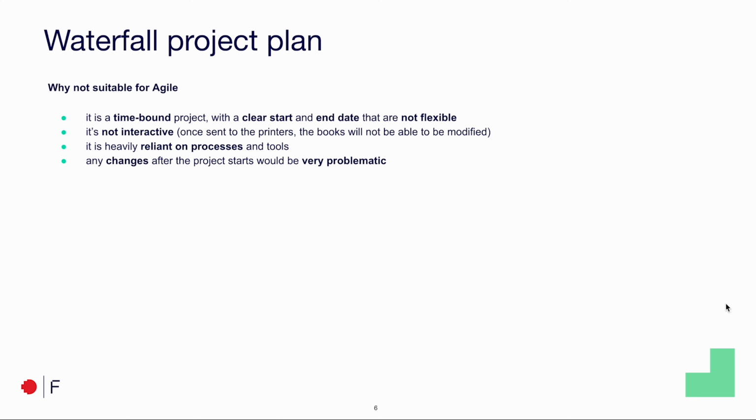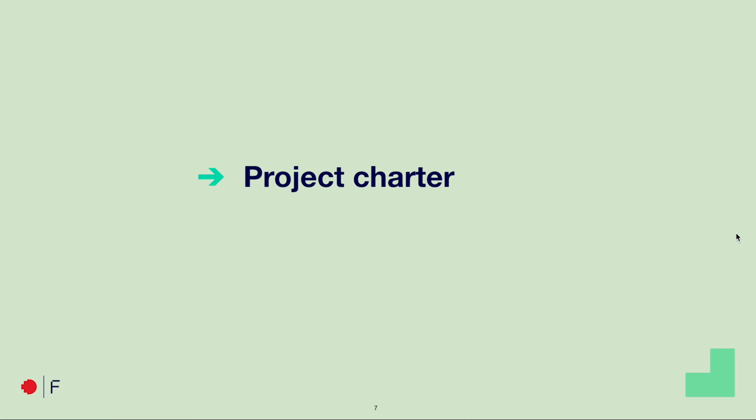It is not interactive, meaning that once we send the book to the printers, they cannot be modified. And it's heavily reliant on processes and tools. Any changes after the project starts will be very problematic, putting the success of the project in danger. I consider waterfall to be the most appropriate methodology with some elements from Agile.